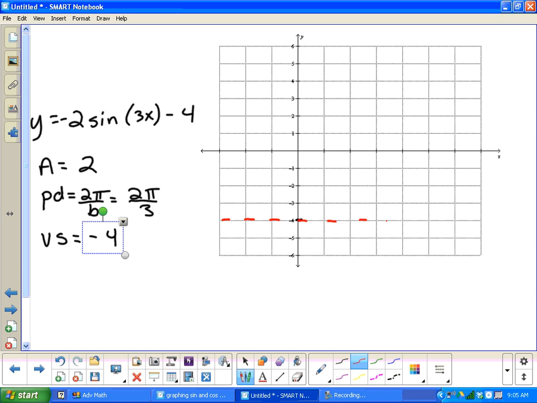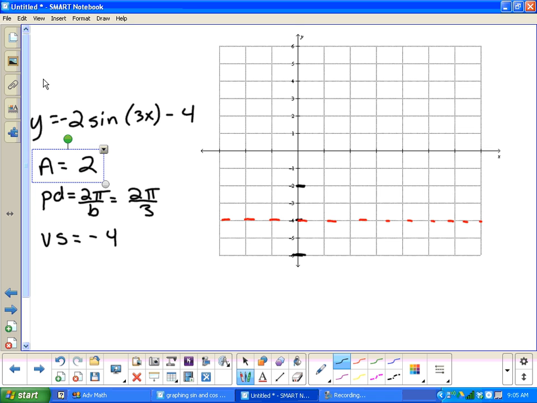I'll do it in a different color so it'll stick out for you. Now from -4, picture what I'm going to do: go up to and down to, because amplitude goes up and down. It's the absolute value. So from my -4, I'm going to go up to and then down to.